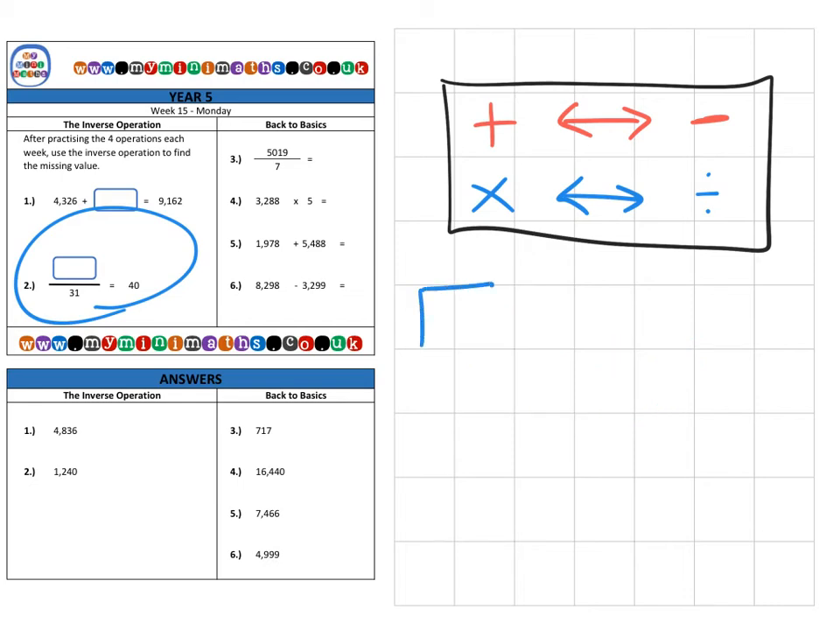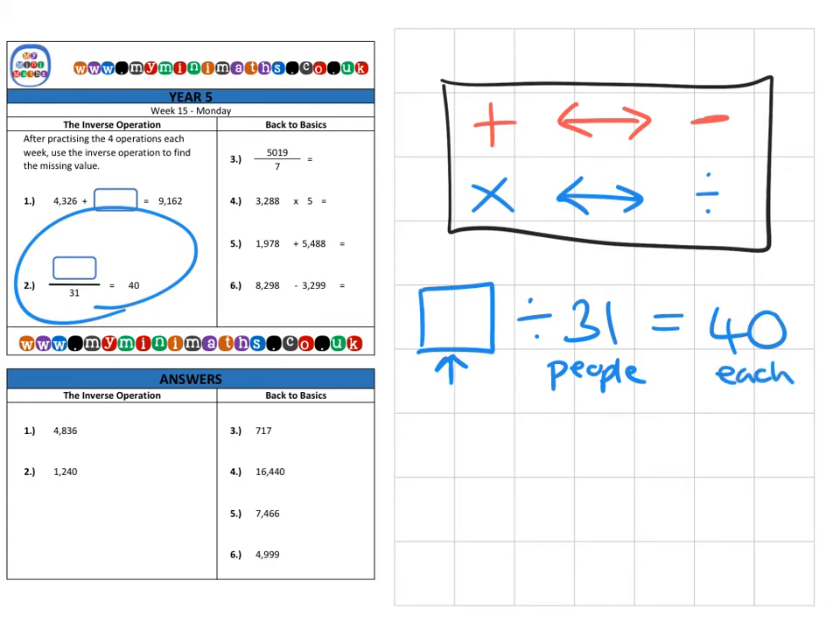So we have something divided by 31 equals 40. So that's like saying I have a box of sweets here. I'm going to share them between 31 people, and they get 40 sweets each. So let's have a look. So if we just think about this, well, if 31 people have 40 sweets each, I can work backwards. I can do the inverse. And we know the opposite of dividing is to multiply.